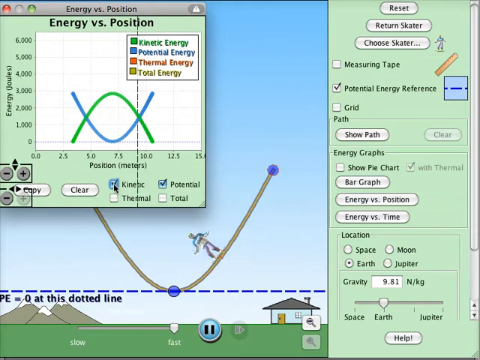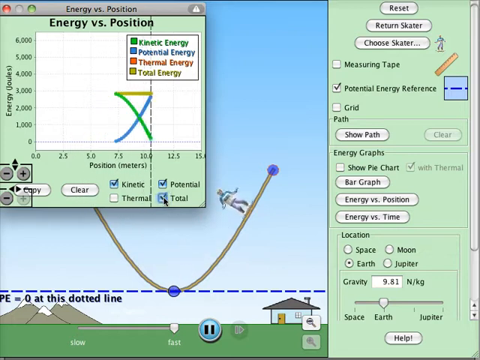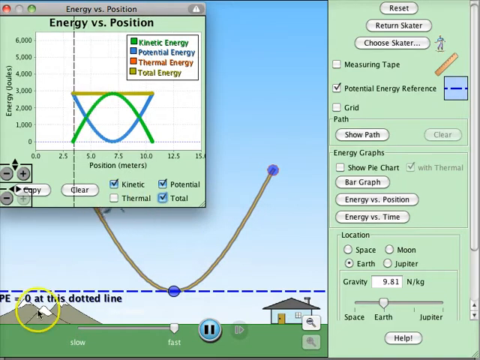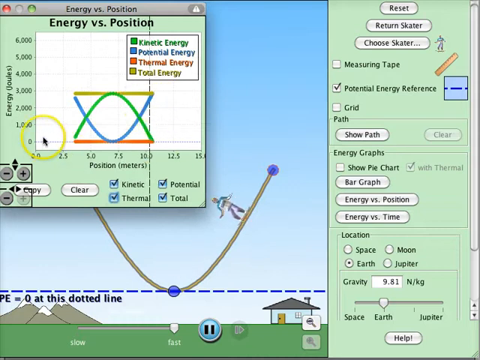So here, green is kinetic energy, maximum kinetic energy is in the middle, just where the minimum potential energy is. And because this is a frictionless skate park, energy is going to be conserved, so we're not actually losing any energy. So the total energy should be constant. And there the greenish line at the top is showing us a constant total energy. If I check the thermal energy box, we can see that there's absolutely no thermal energy because there's no friction, there's no wasted energy through heat.